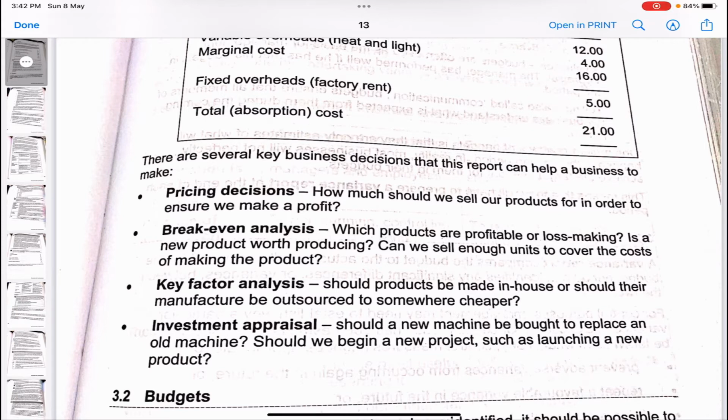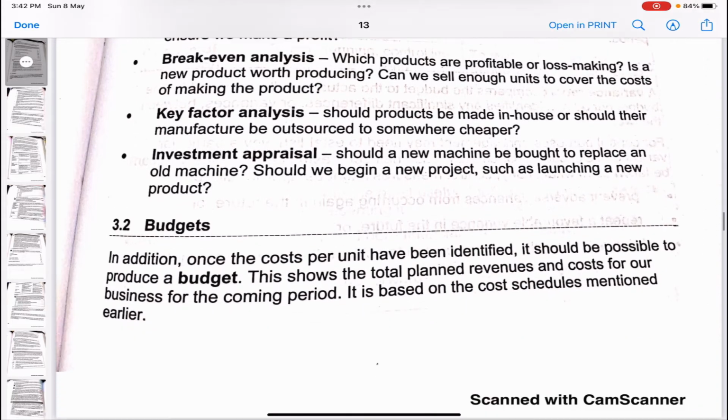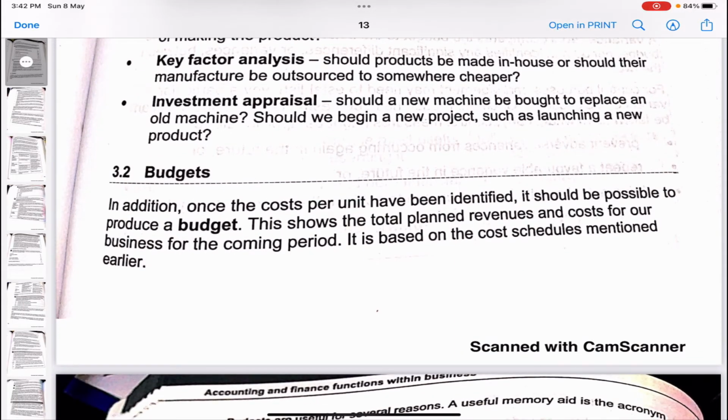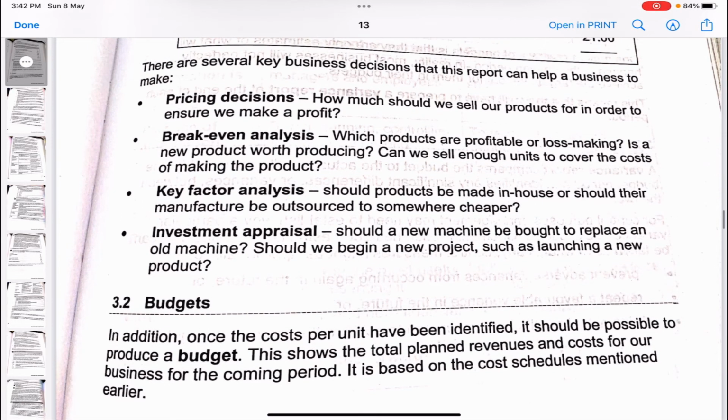And then break even analysis. Which products are profitable and which are loss making? Is a new product worth producing? Can we sell enough units to cover the cost of making the product? Then we have key factor analysis. Should products be made in-house or should we outsource it? Which one is cheaper? Which one is a better option? Investment appraisal. Should we buy a new machine or are the existing assets enough?